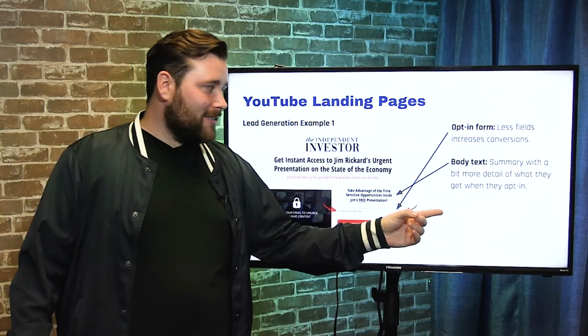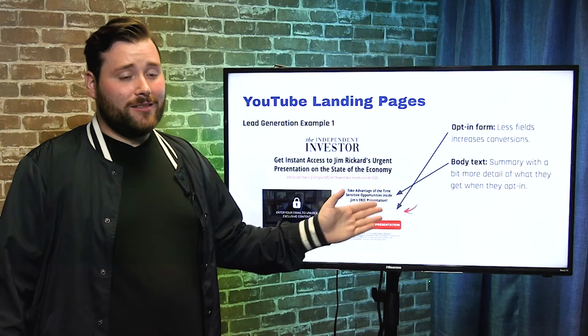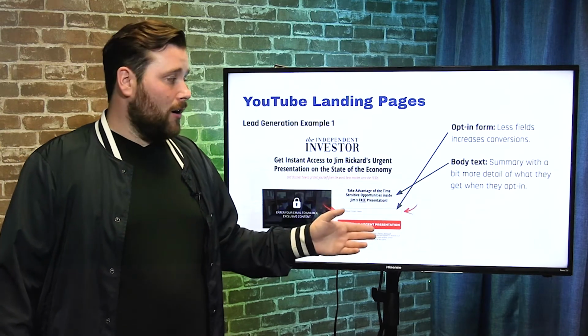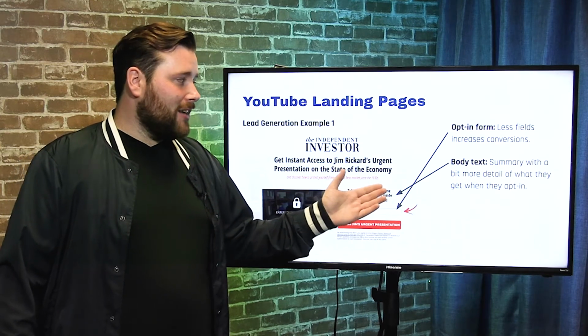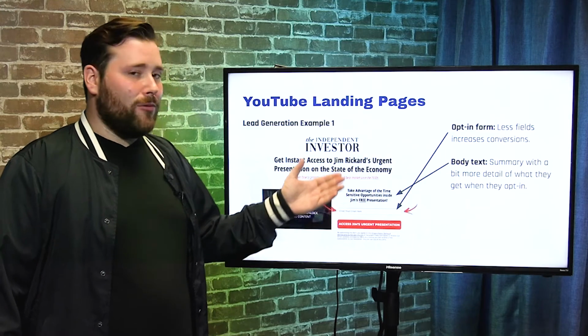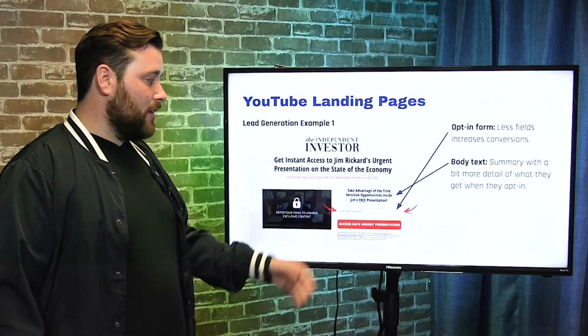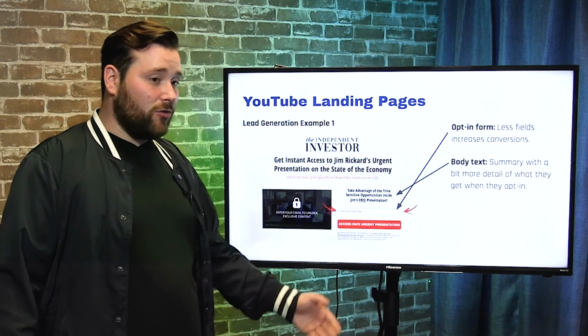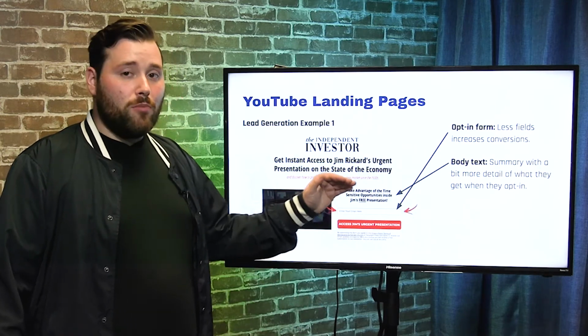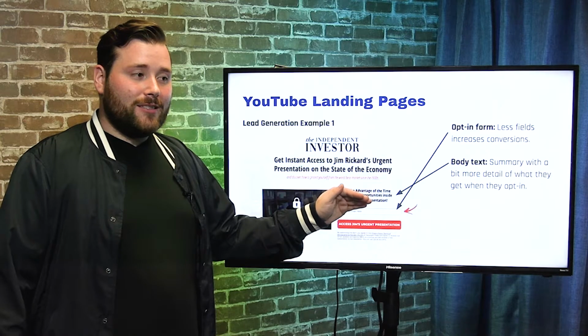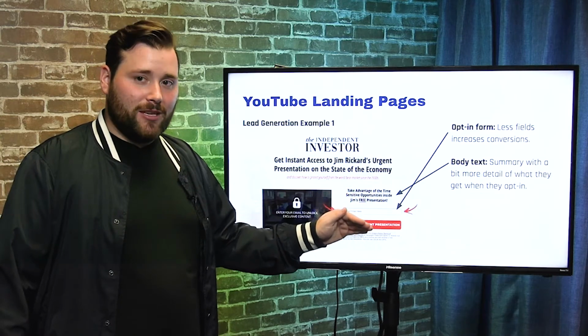In the body text, if I can get rid of this, I will. But you basically want a summary with a bit more detail of what they will get, okay? Here I just put take advantage of the time-sensitive opportunities inside Jim's free presentation. That's great too. You could also do a bullet point that articulates additional benefits that they will receive.